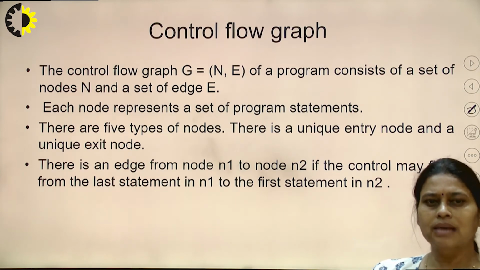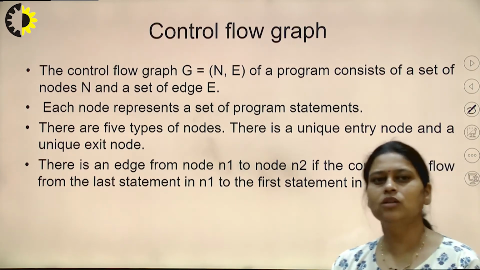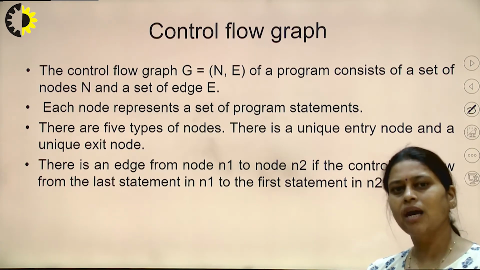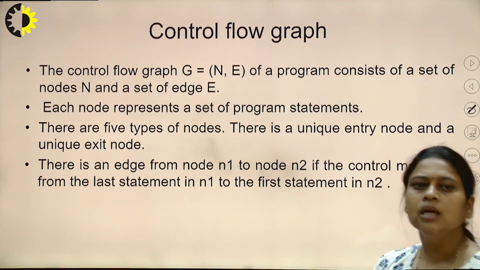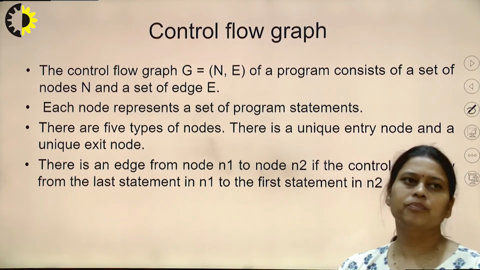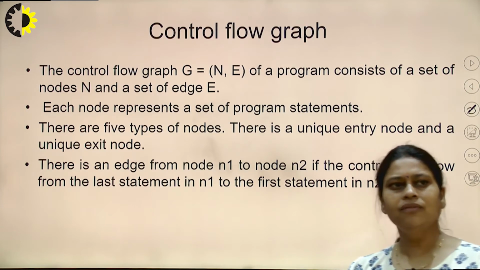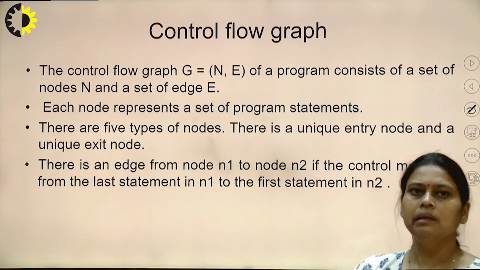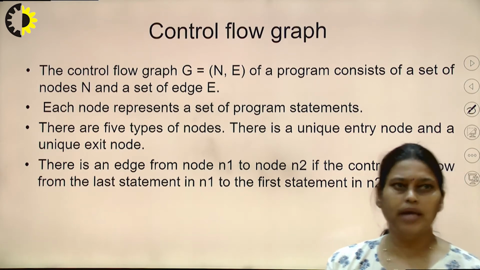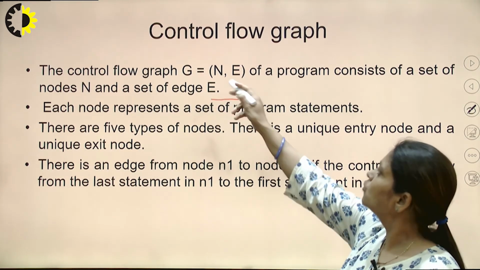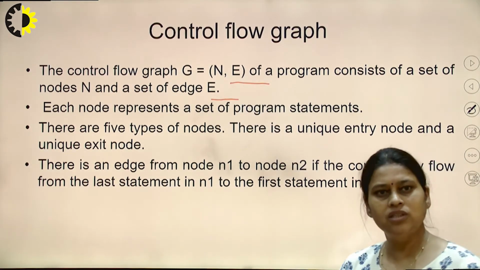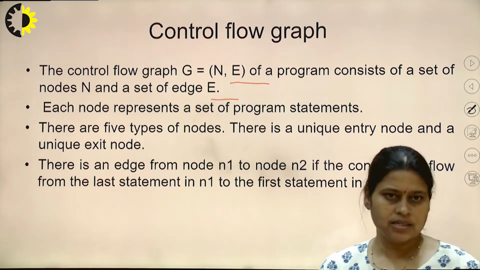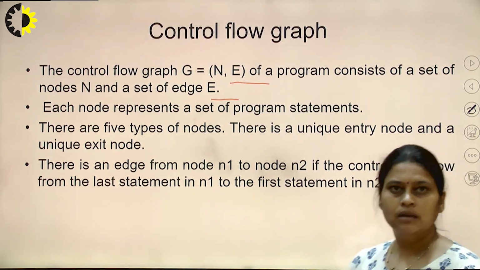Before cyclomatic complexity of the software, first of all we have to know what the control flow graph is, what a DD graph is, and then we have to calculate the cyclomatic complexity of the program. So what is the control flow graph? The control flow graph G is equal to (N, E) of a program that consists of a set of nodes N and a set of edges E. Basically, flow graph G is equal to (N, E), where N is the total number of nodes and E is the edges of that program.